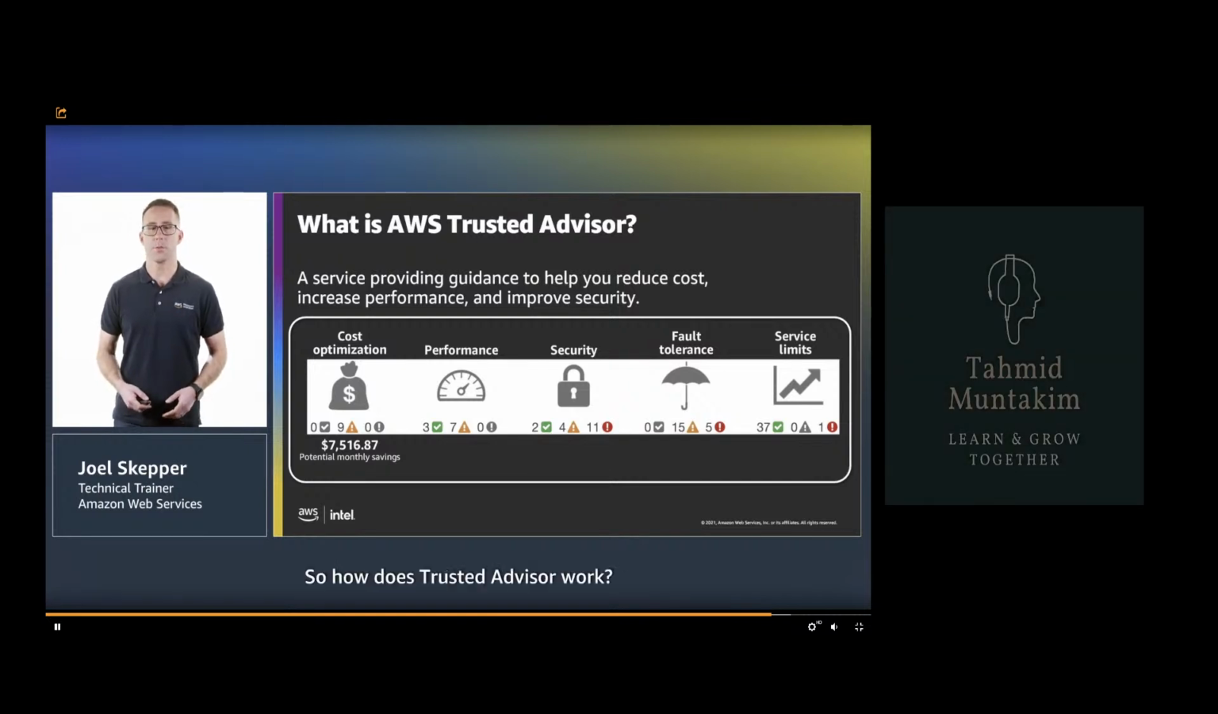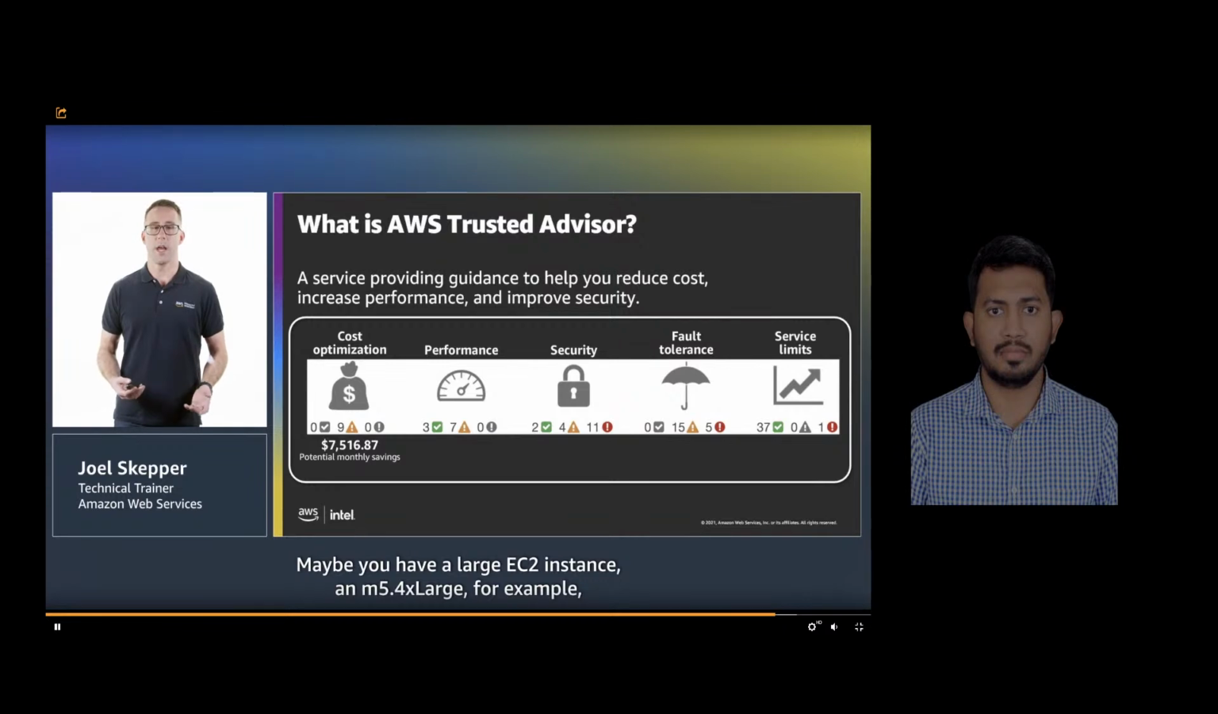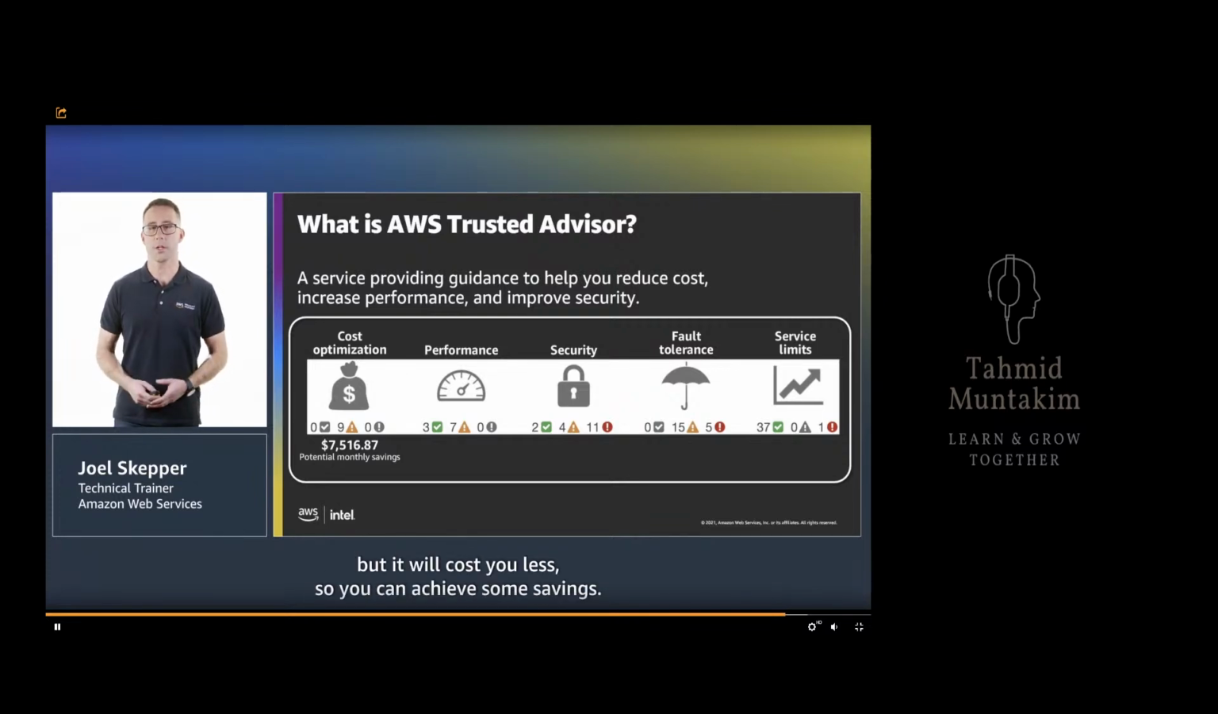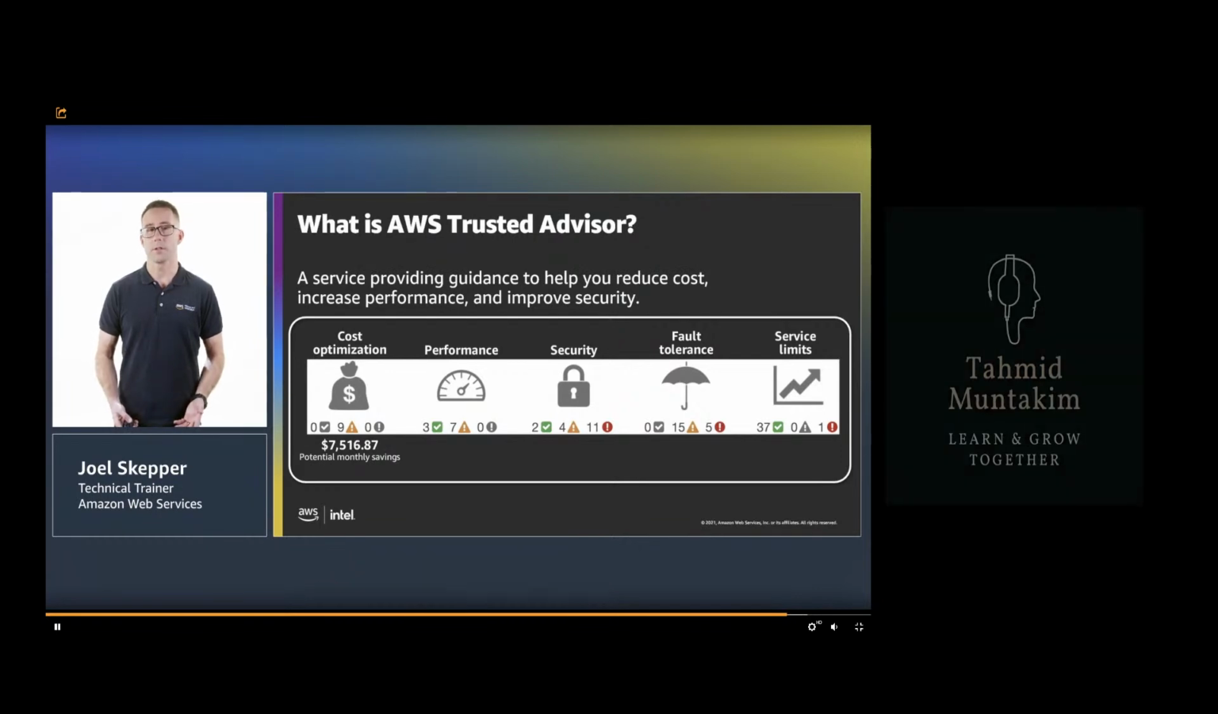So how does Trusted Advisor work? Let's look at cost optimization. Maybe you have a large EC2 instance, an M5 4 extra large, for example, that has been operating at 10% utilization over the last month. Trusted Advisor may look at this and say, well, you can reduce the size of this instance and still meet performance objectives, but it will cost you less, so you can achieve some savings.